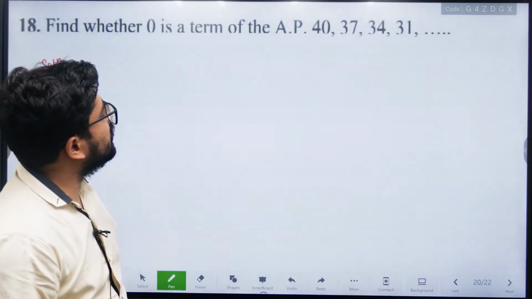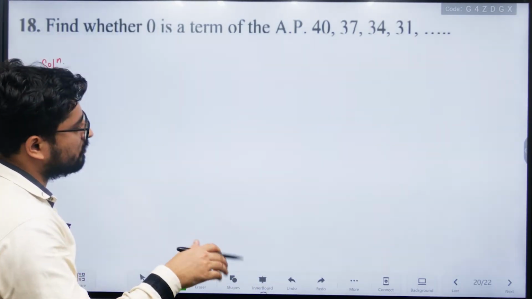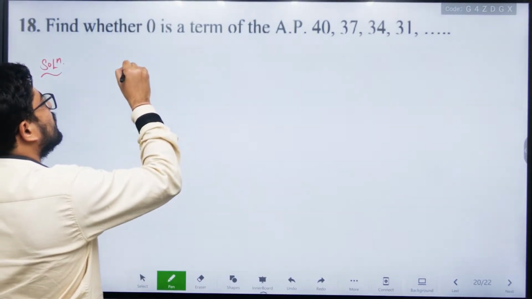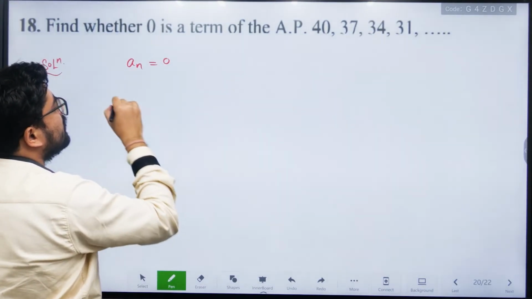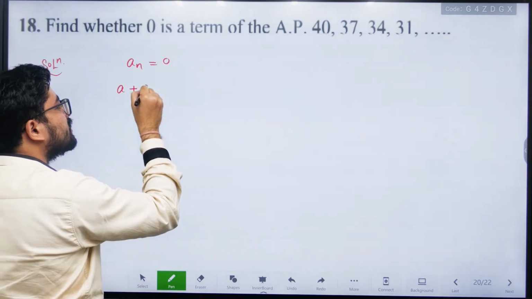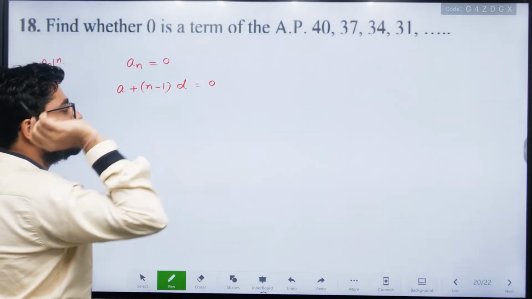Find whether 0 is a term of the AP or not. Let's say if 0 is a term, then that term is the nth term. So let's say the nth term is equal to 0. The nth term is a plus (n minus 1) into d. Let that be 0.